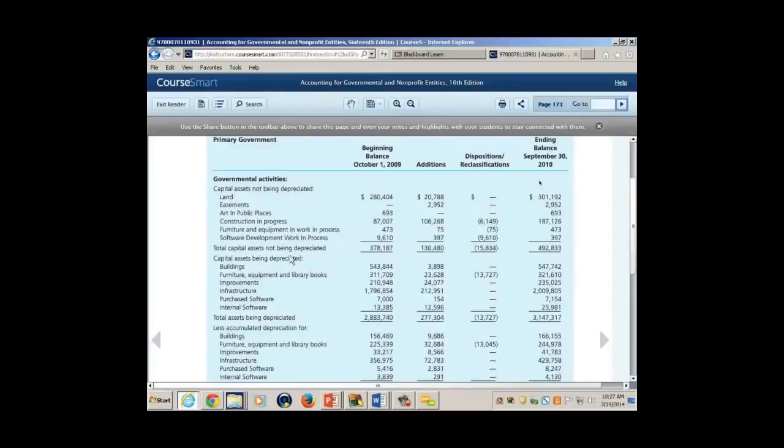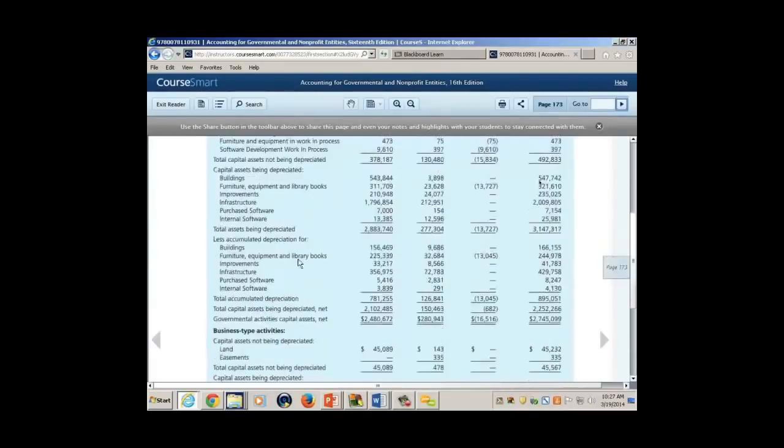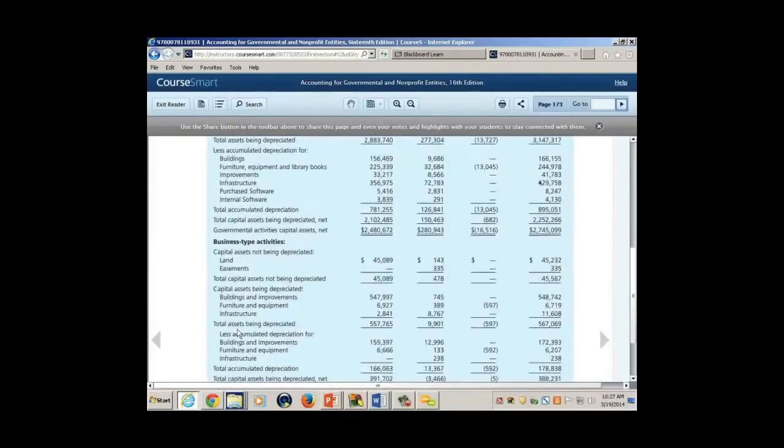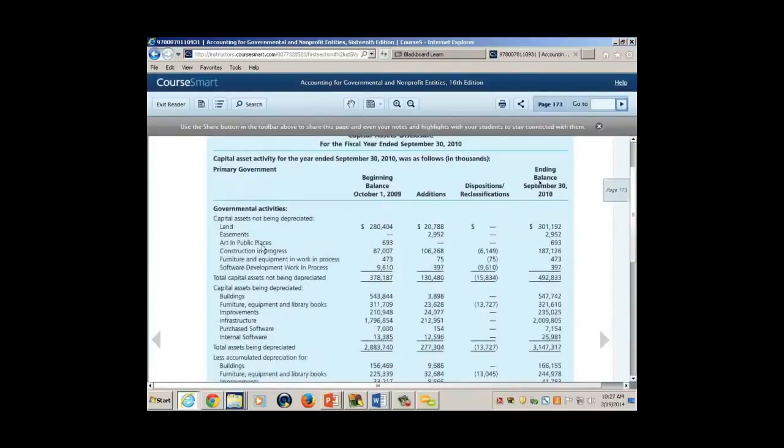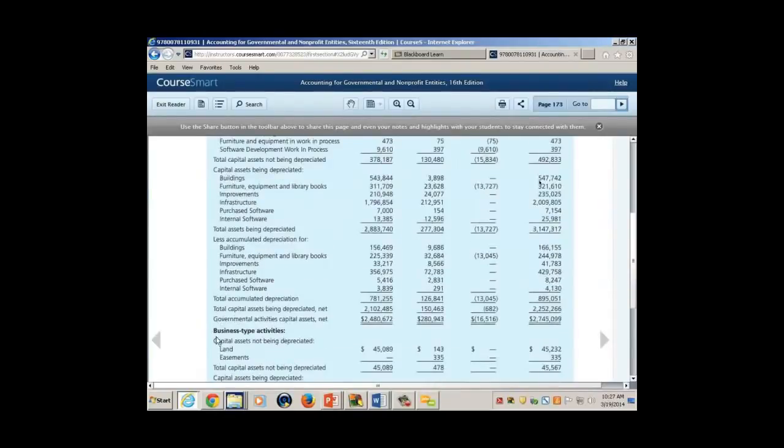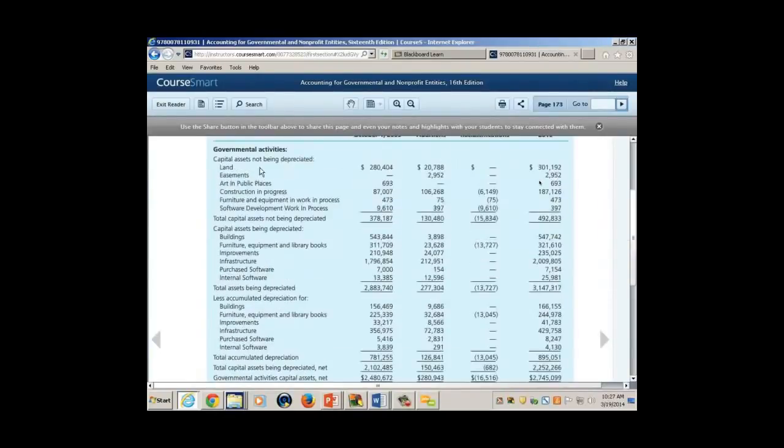Got that one? Next, accumulated depreciation is shown separately, right? A little different disclosure than what we are used to. All right? And again, it's the same story on this side. But the important thing is that this part is separated from this part, and you separate items which are being depreciated from items which are not being depreciated here.